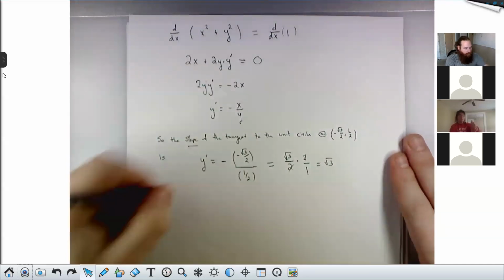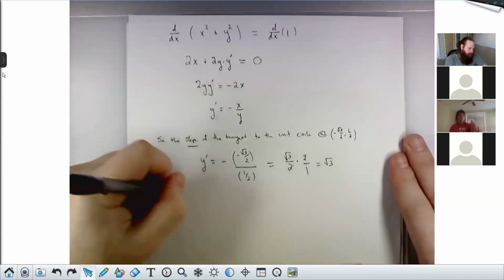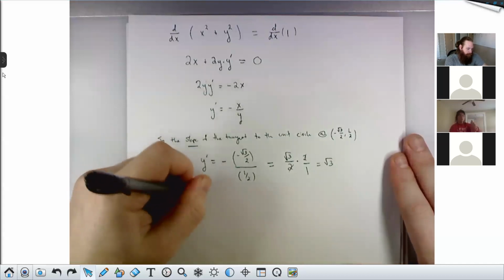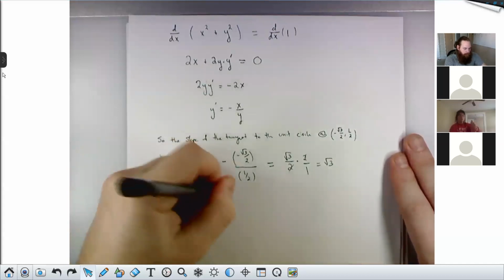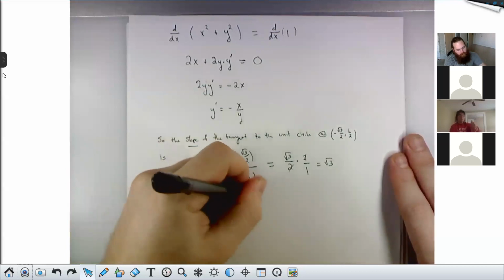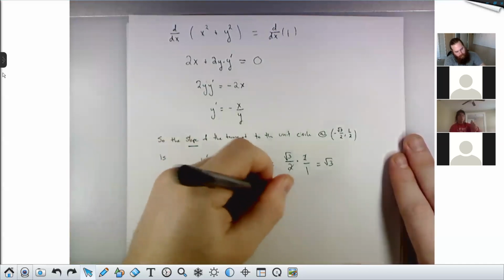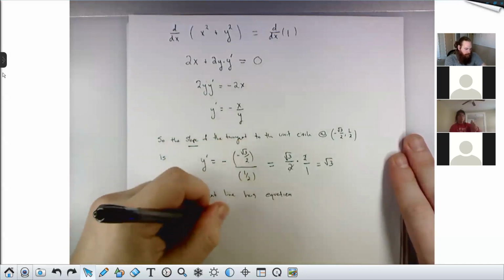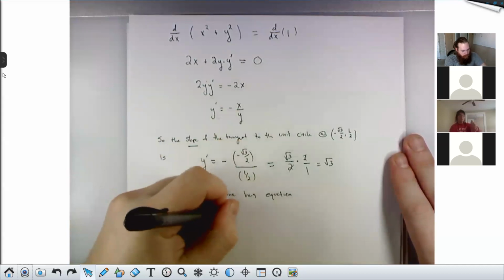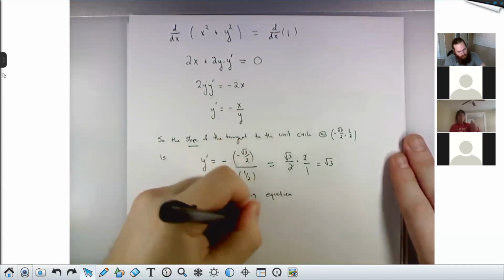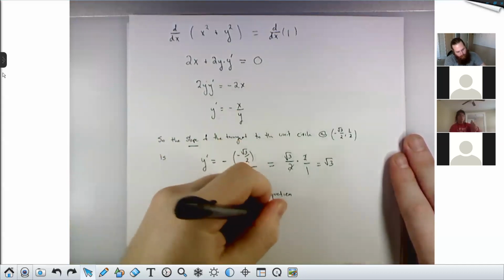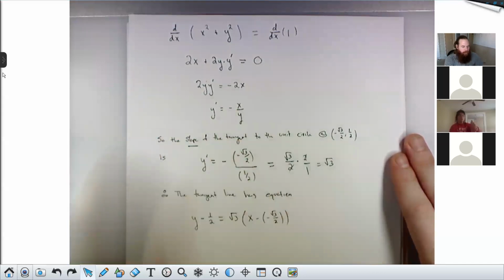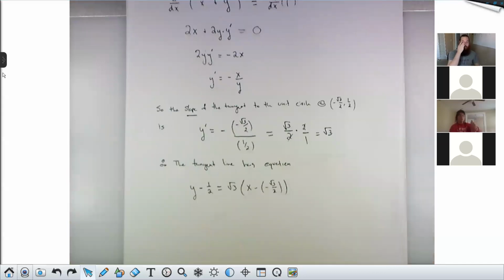And here's my point. Therefore, the tangent line has equation y minus 1/2 equals square root of 3 times x minus negative root 3 over 2, using my point-slope form of a line. And we can verify in Desmos.